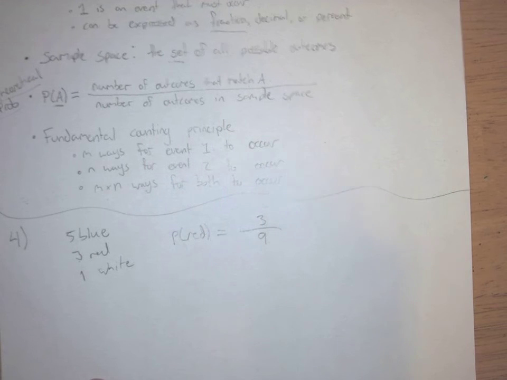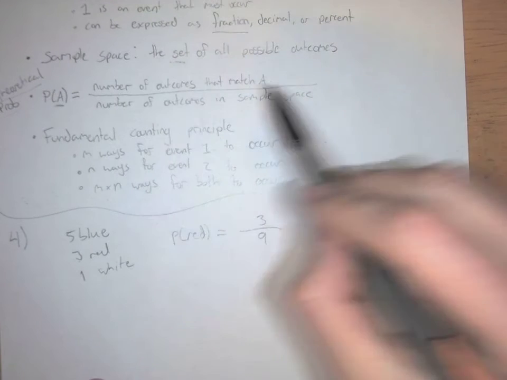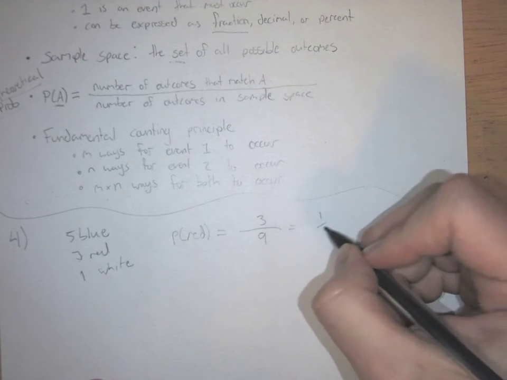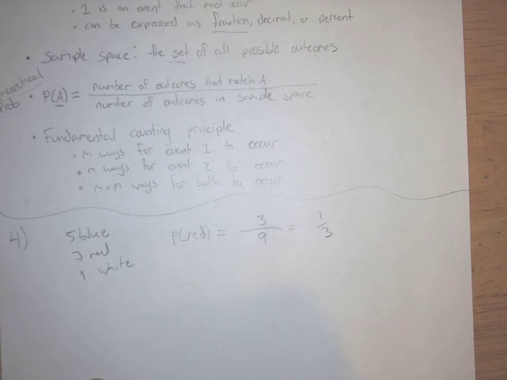So remember, a sample space is a list. The number of outcomes in the sample space is a number. We're going to simplify this to 1/3. Okay, so that's the probability. You have a 1 in 3 chance of pulling a red marble out of this bag.